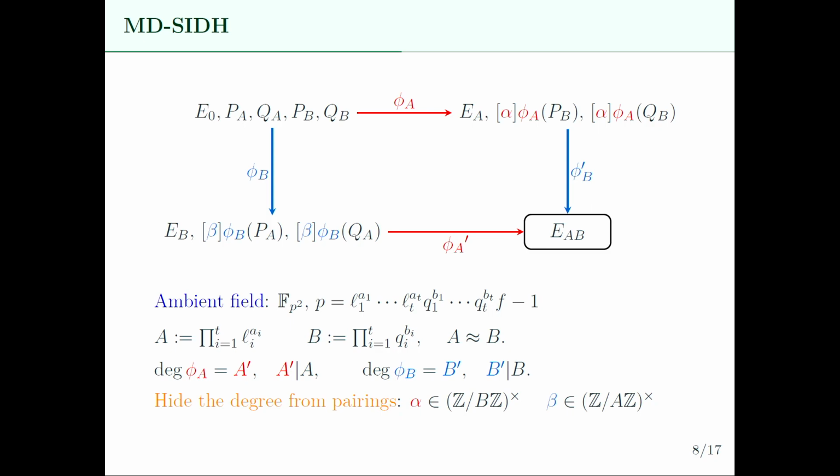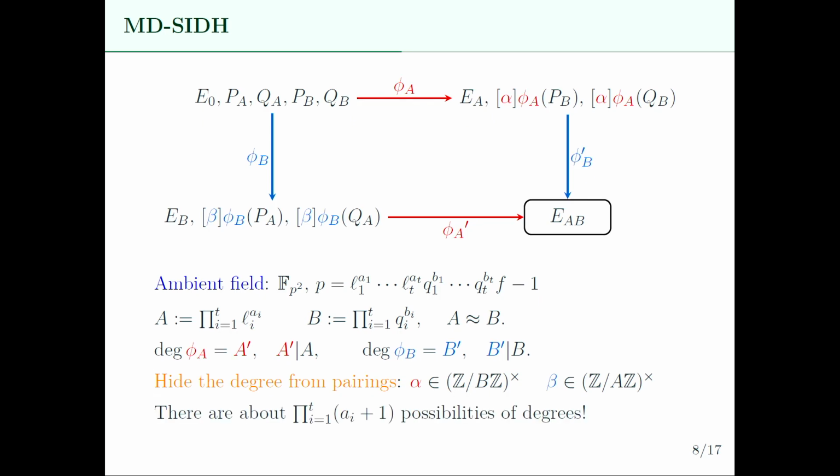So in the max degree version, you have this isogeny which is computed, and then the torsion points are scaled by a scalar. Then the other isogeny is also computed, and the torsion points are scaled by another scalar. So you need to choose your prime such that the number of possible degrees is exponential. Okay, so this is the max degree version.